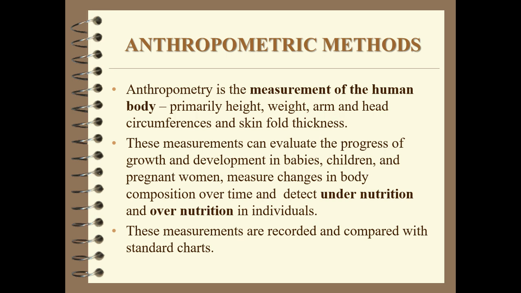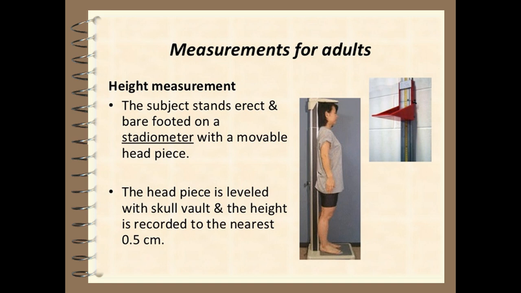Now, let's just go into anthropometry. What does anthropometry mean? Anthropometry is a measurement of the human body, primarily height, weight, the arm and head circumferences, and skin fold thickness. These measurements can evaluate the progress of growth and development in babies, children, pregnant women, measure changes in the body composition over time, and detect undernutrition and overnutrition in individuals. When you take these measurements, they are recorded and compared with standard charts.